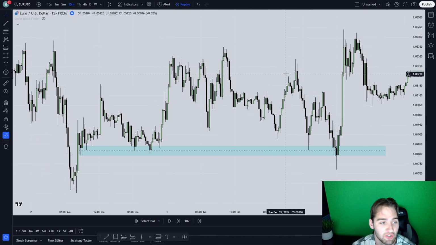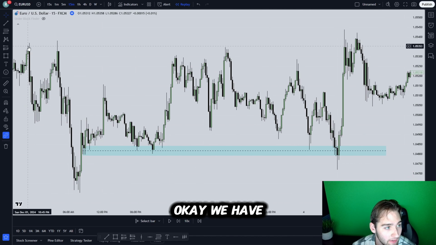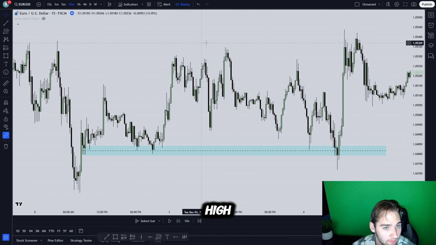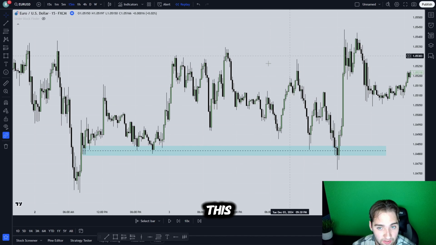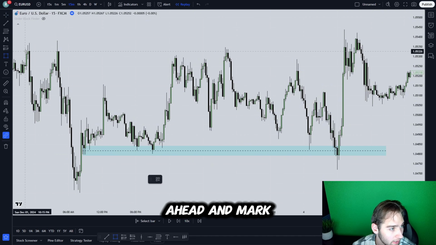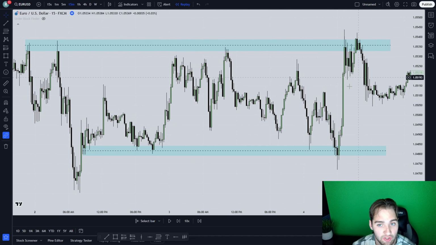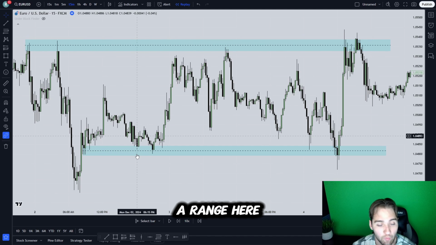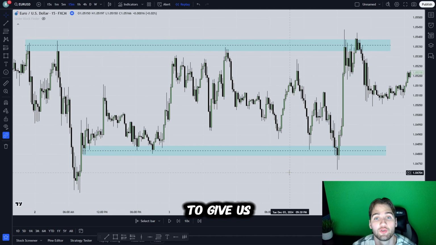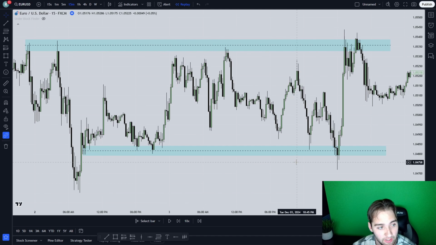And now where's our resistance zone, guys? Okay, we have a high, we have another high, we have another high being used here, and we got this here and this. Okay, let's go ahead and mark out this here. This is our resistance zone here. So as you guys can see, now we got a range here which we could go off of to give us entries in the market in the future.